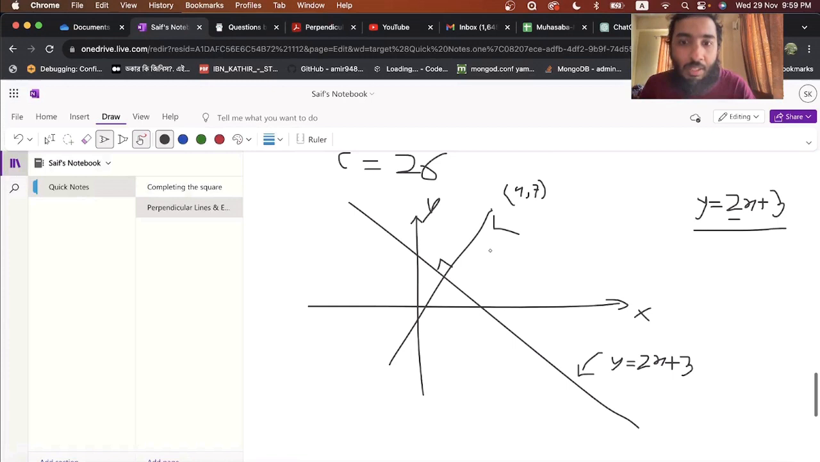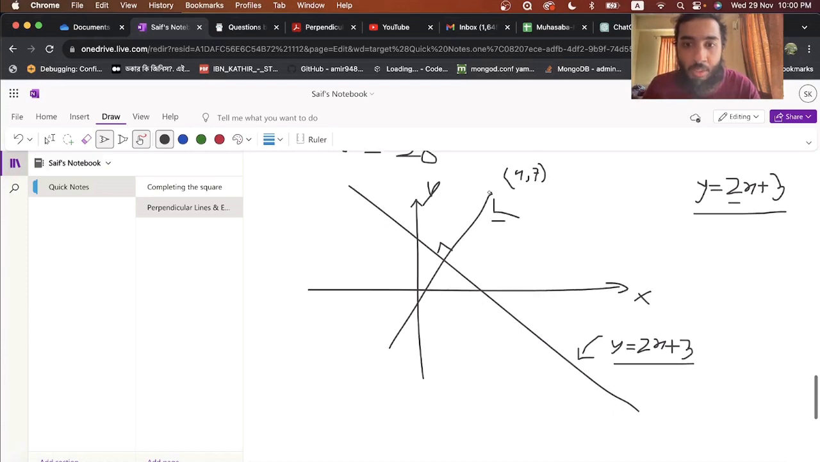So I did a rough drawing. Of course it's a rough calculation, but you understand the topic: the line y equals 2x plus 3 will be perpendicular to the line L. I have to find the equation of line L. It goes through this point, let's say this point is P, with coordinates (4, 7), and it's perpendicular.